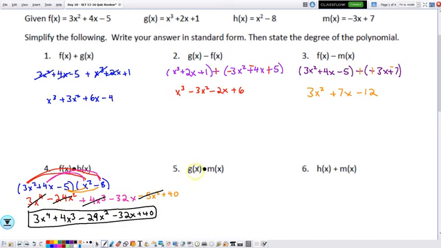m of x, g of x times m of x. So now again, I've got 3 terms, x cubed. Let me move that down a little bit, actually. There. Purple is nice. We're going to go x cubed plus 2x plus 1 times m of x, which is negative 3x plus 7.